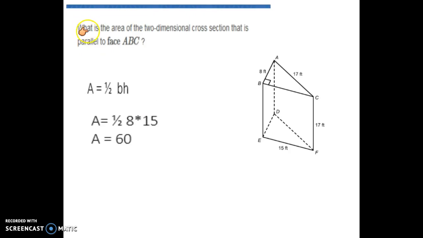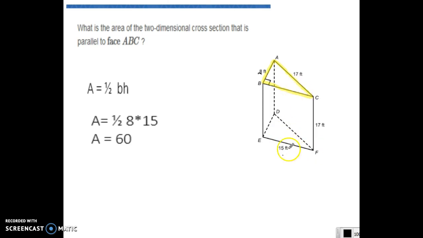The next one is what is the area of the two-dimensional cross-section that is parallel to ABC. Any cross-section we get here parallel to ABC is going to be the same triangle that we see on the face. So here is our triangle, and notice that they've given you that it's a right triangle. So we can simply use 1/2 the base times the height. Our height can actually be side AB since it is a right triangle. So the 8 is our height, and for our base, notice that they've given us this.